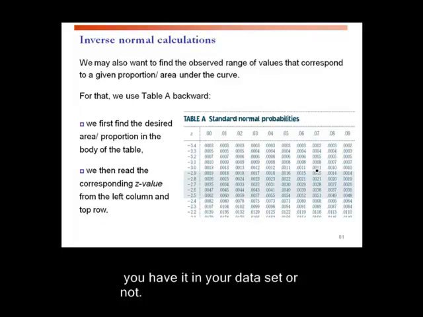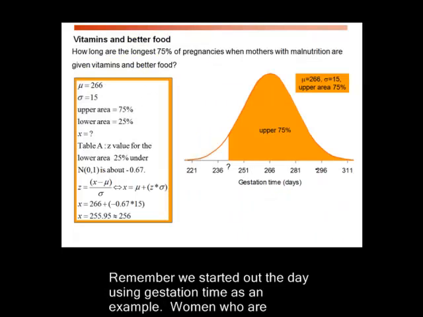So let's take a problem and we can come back and calculate it. How long are the longest 75% of pregnancies when mothers with malnutrition are given vitamins and better food? So that's the question we want. So that means we want the area to the right to be 75%. Agreed? So let's call this number x. We don't know what the value of x is. Or they actually calculated for you, which I didn't want you to do. But let's say that's x.